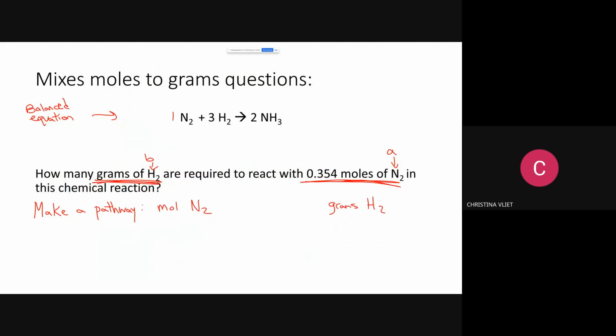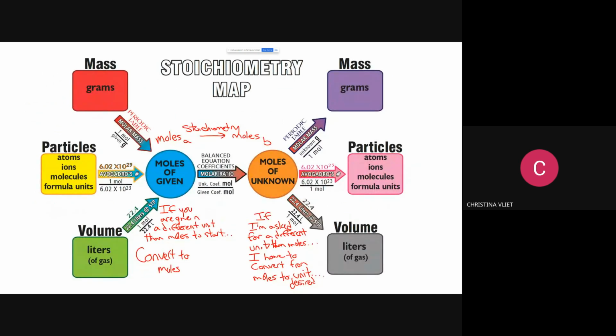So how do I get from moles of N2 to grams of H2? N2 is A and H2 is B. So what would I do first? What's my path?